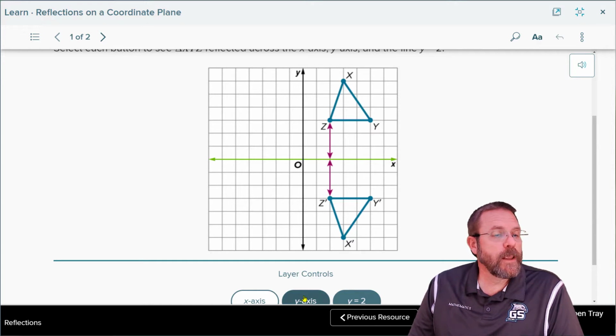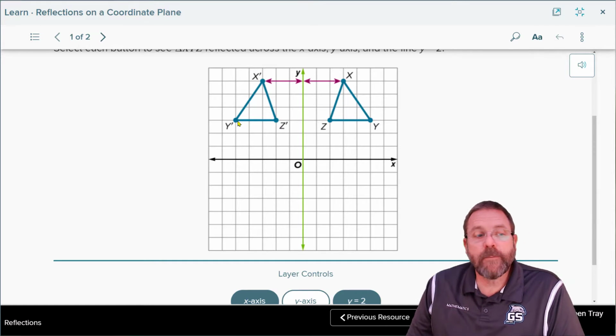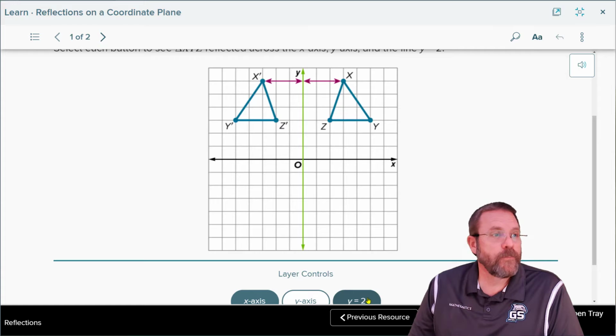Now, if we were to do it across the y-axis, it's going to look like that. Your X and your X prime are 3 points across the line of reflection. Your Z and your Z prime are 2 points across the line of reflection. And your Y and Y prime are going to be 5 points across the line of reflection.